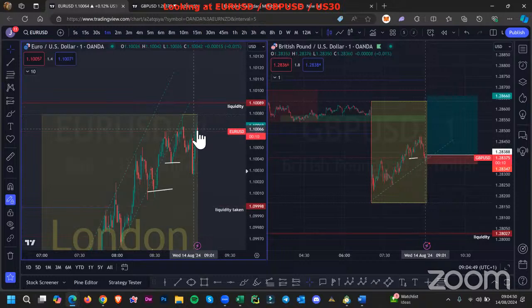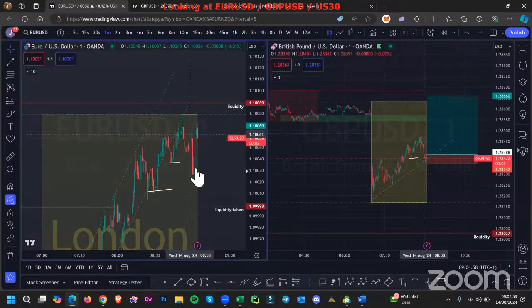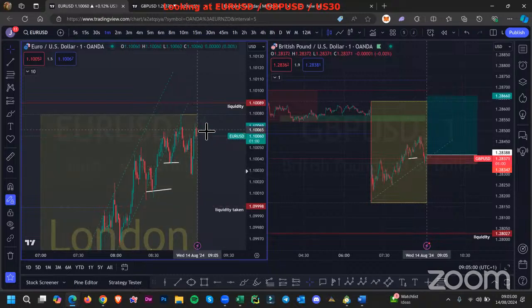It could decide not to. Who knows? Okay. But this little break of structure manipulation here, there was a little reaction from here, tapped in, and we're back up in here.